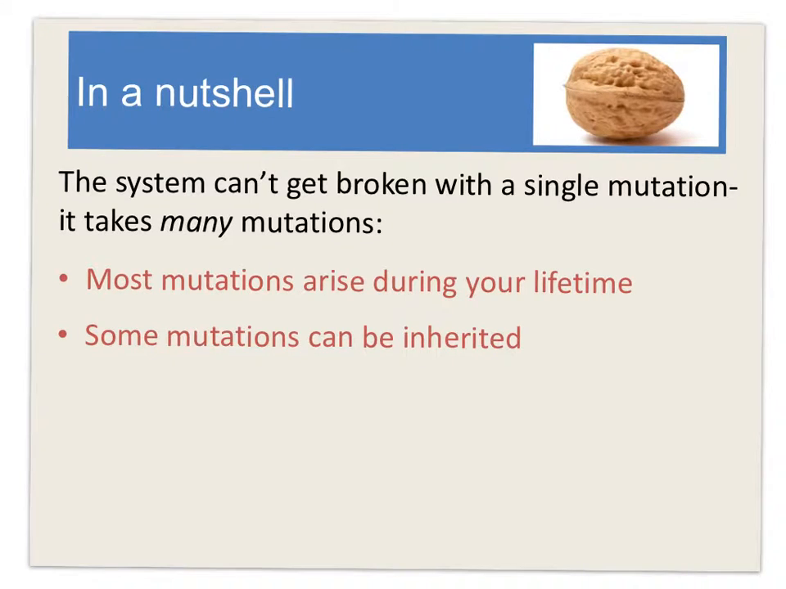Some of these mutations can be inherited, but most of these do not happen in germline cells. If you remember, germline cells are the ones that give rise to gametes, whether it's a sperm or an egg, okay? Cancer usually happens in somatic cells, say our muscle cells, or our kidney cells, or our brain cells. These are somatic cells. They don't give rise to a new individual. Only the germline cells do that.